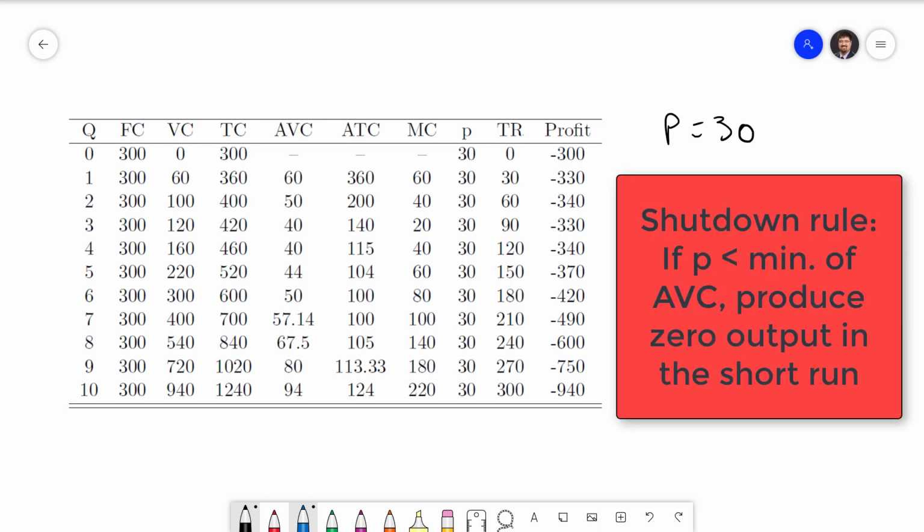We can quickly see if the best option is to shut down by comparing the price to the average variable cost. We look for the lowest point of the average variable cost, which in this case is 40, and we can see that that is greater than the price. This means it is impossible for the firm to do better than shutting down, because it is impossible for their revenue to cover their variable cost.